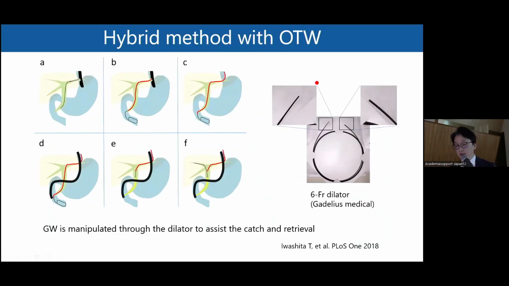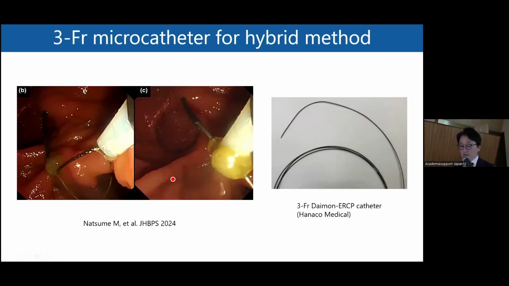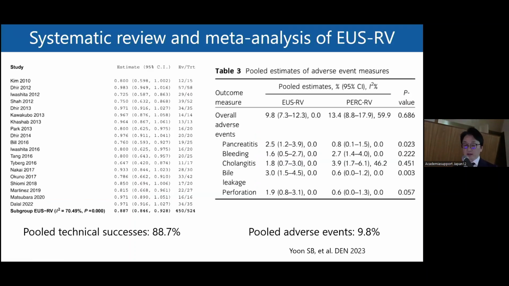Dr. Iwashita reported the hybrid method with the over-the-guide technique to manipulate the guide wire. The 6 French dilator is inserted into the ampulla and the over-the-guide wire technique is performed. Dr. Natsume recently reported a 3 French diameter for the hybrid method. It's very thin and very safe to reduce bile leakage. In a systematic review and meta-analysis, the technical success was 88% and the adverse events rate was 10%.